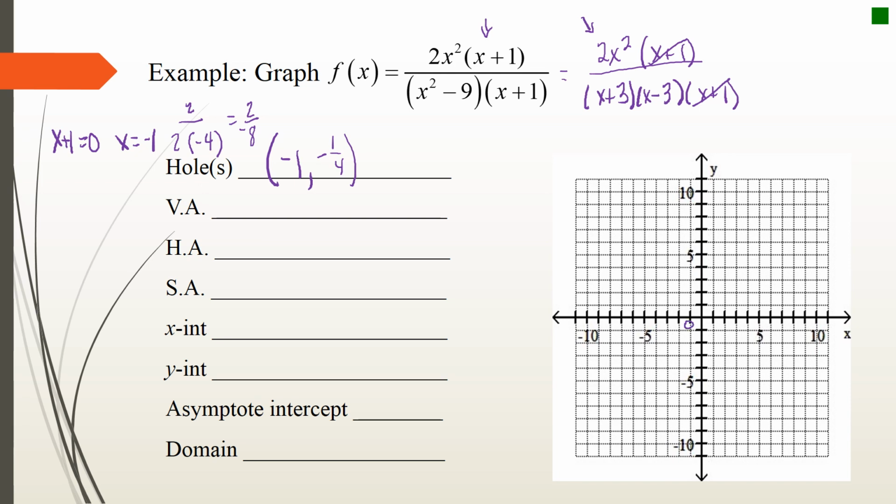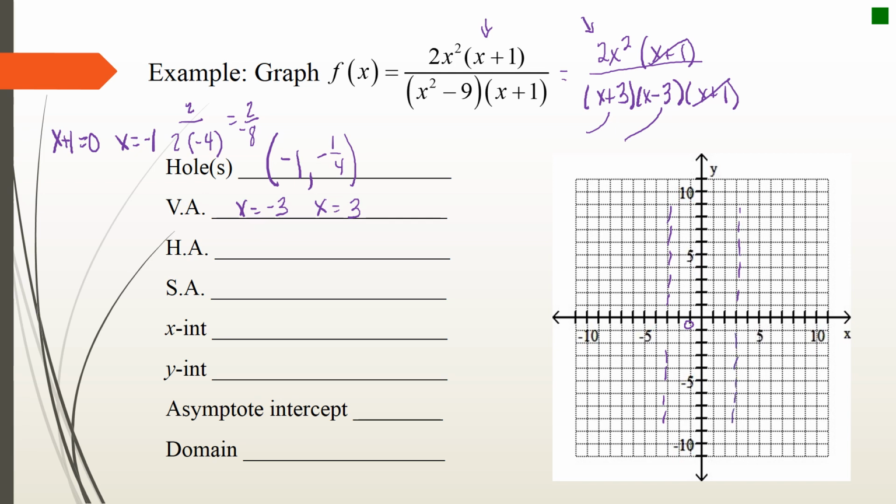Our vertical asymptotes, we're going to have two of them right here and here, are going to be x equals negative 3 and x equals 3. So bear with my lovely drawings on the computer. We're going to put dashed lines at x equals negative 3 and at x equals 3.